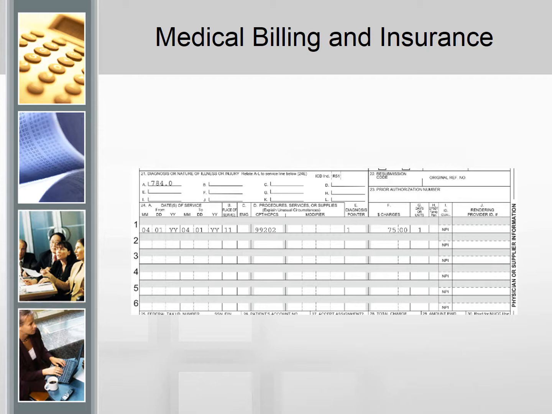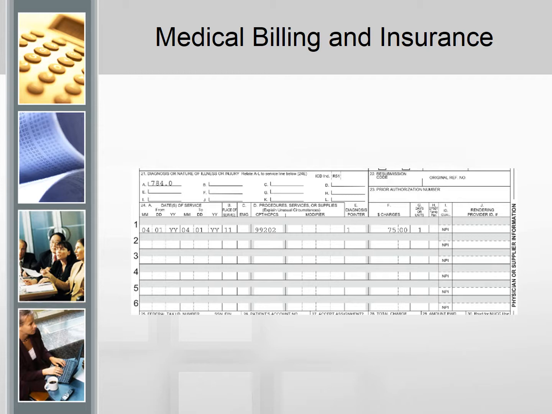In column F it's asking us for the charges of each service. So notice no dollar signs or decimal points are entered. We have the vertical line again separating those items so we can just enter the dollar amounts. Column G is asking us for the days or units. So in this case, the visit was just performed once, so we have the number 1. In our previous example, if this were an inpatient and the service was performed on multiple days, then we would have a different number listed there.